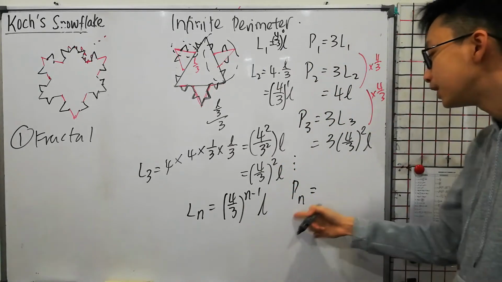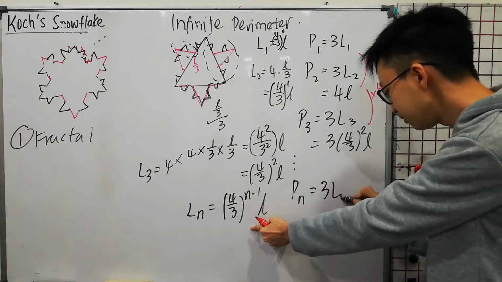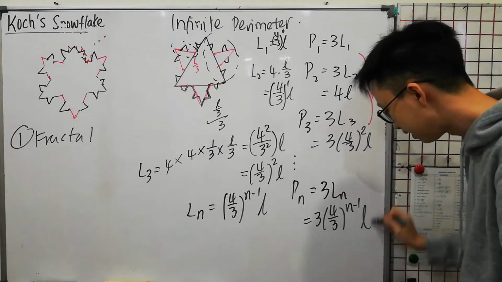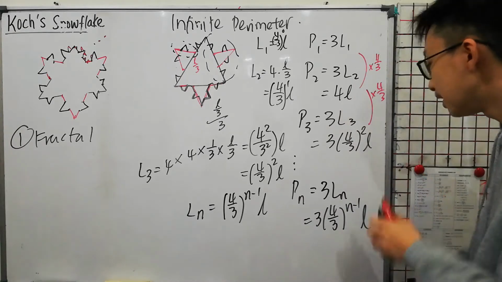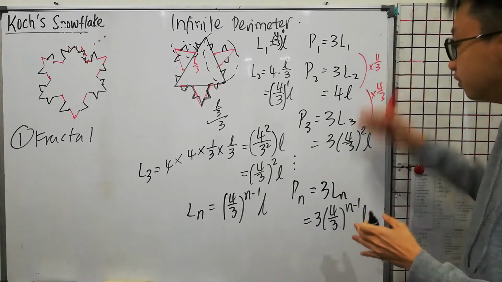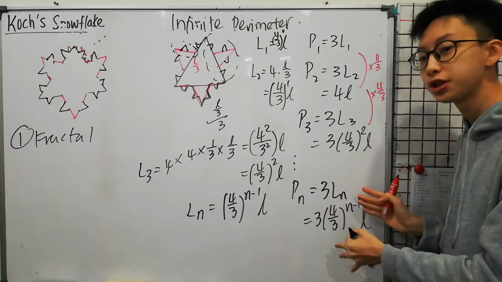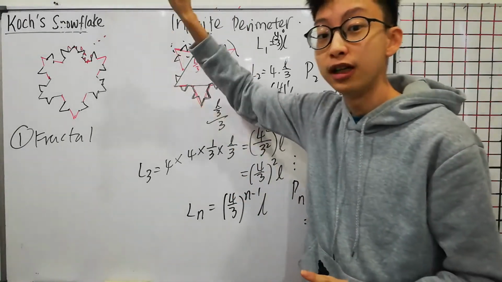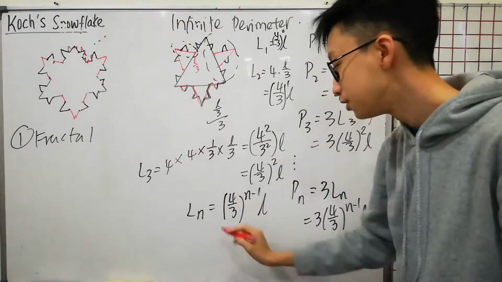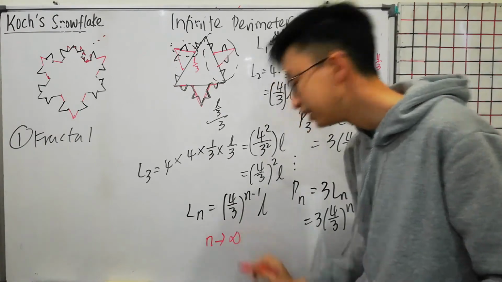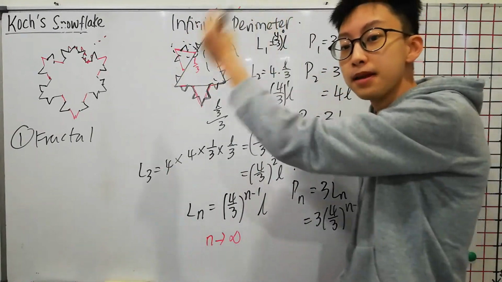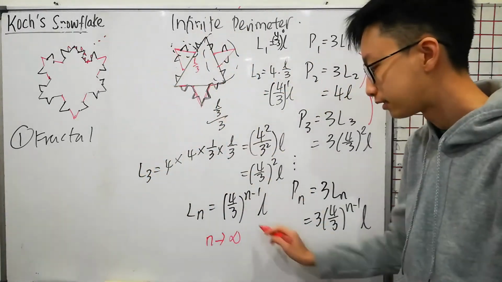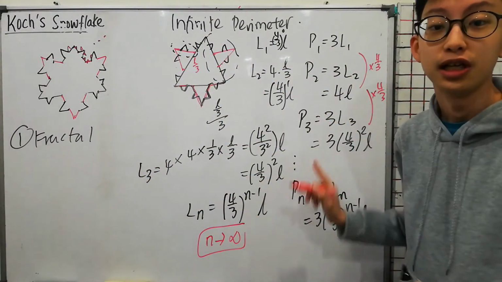And obviously your Pn will be 3 times this, 3 Ln, which is 3 times 4/3 to the n minus 1 times L. Yeah? So you can try to compute this using the geometric progression, or you can do it like this. Remember, we are doing it for infinitely many times, which means your n here will approach infinity. You do it for infinite iterations. You have infinitely many smaller and smaller bumps. So we are taking n approaching infinity.